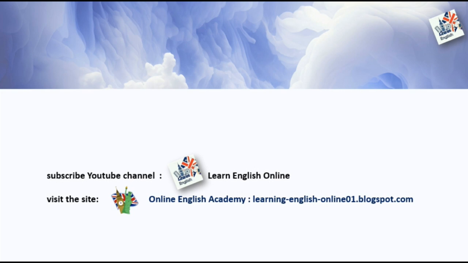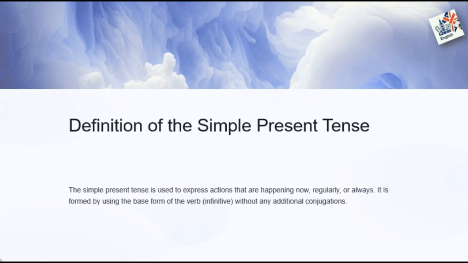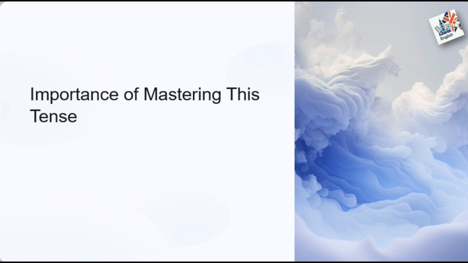Definition of the simple present tense. The simple present tense is used to express actions that are happening now, regularly, or always. It is formed by using the base form of the verb, infinitive, without any additional conjugations.